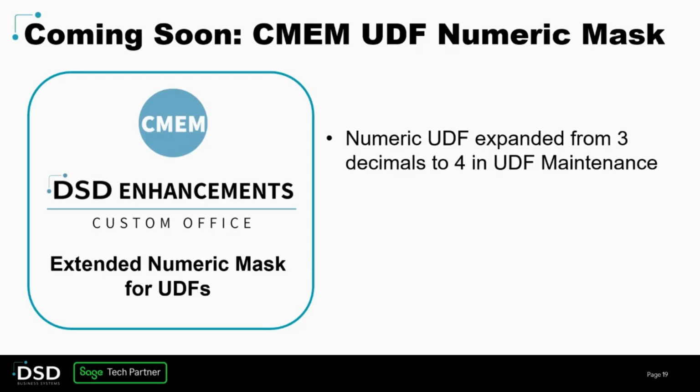We have CMEM, it's expanded numeric mask for UDFs. Currently, Sage 100 only allows for 3 decimal places for numeric UDFs, and we are expanding it to 4. But also, if you have the CIDP expanded decimal precision enhancement, this enhancement will expand it to 6 decimal places.